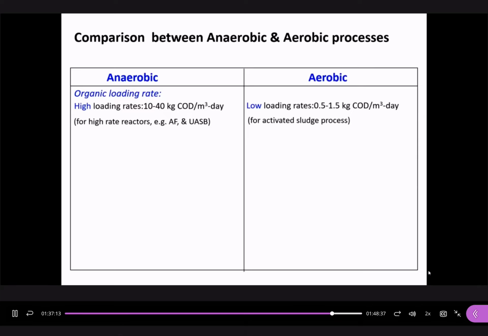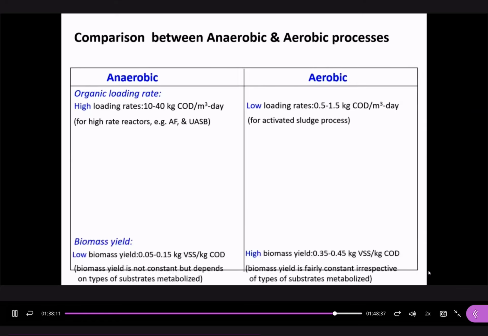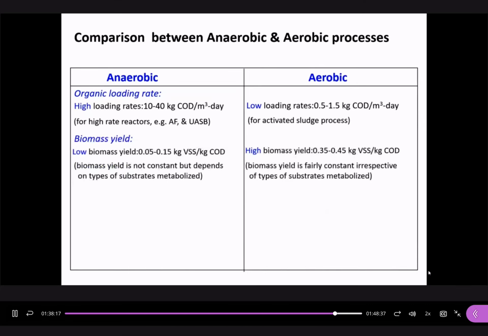The wastewater for anaerobic treatment has much higher COD. We compare the numbers: 10 to 40 compared to 0.5 to 1.5. So what are these wastewaters? High organic strength industrial wastewater, sludge. It's not municipal wastewater, at least for now, for current technology. Aerobic treats municipal wastewater, comparatively speaking, low organic strength. Biomass yield, activated sludge. So the yield, typical number 0.4 to 0.6.